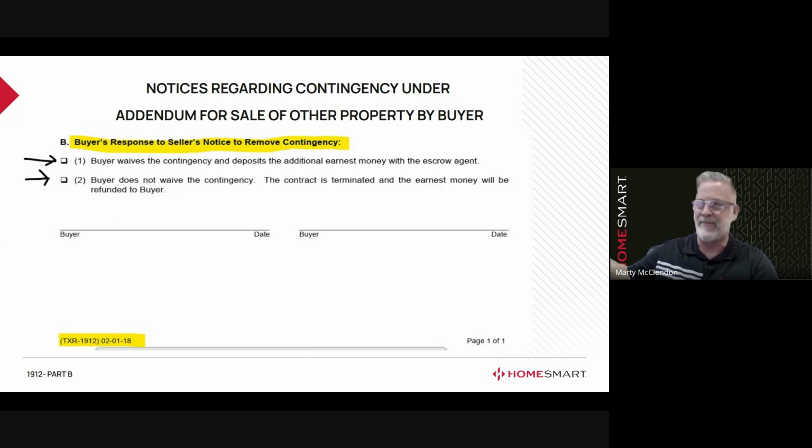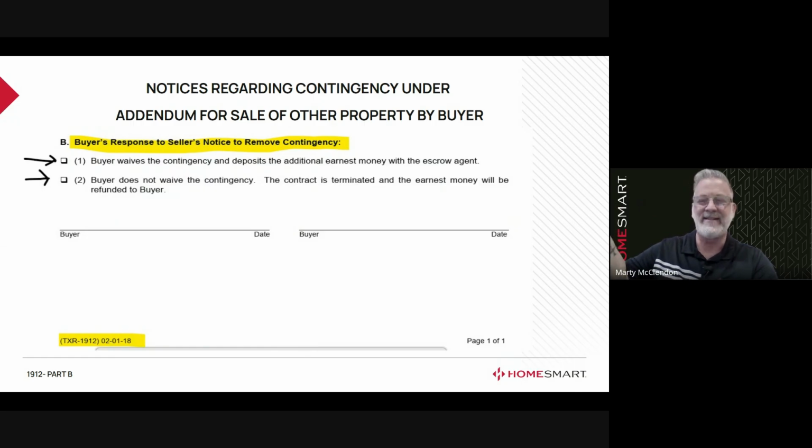Once again, timeline. This is their choices. Or the buyer does not waive the contingency, the contract's terminated, and earnest money is refunded to the buyer. So when they're faced with a decision, this is the form 1912, where they say, yes, I waive it, or no, I do not. If no, they get their earnest money back. They lose the option money, but that's not their money anyway, right? And there's no additional deposit of earnest money.